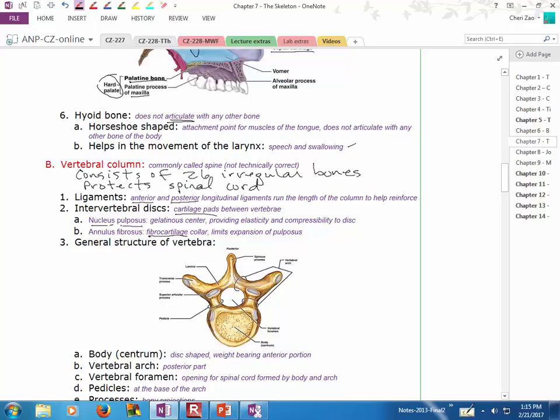The nucleus pulposus, nucleus inner core, is indeed a gelatinous center that is there to provide what I call springiness. So it gives you elasticity and compressibility. So you can put weight on it and take weight off, and it allows those intervertebral discs to have that springiness component. So they're really great shock absorbers because of that.